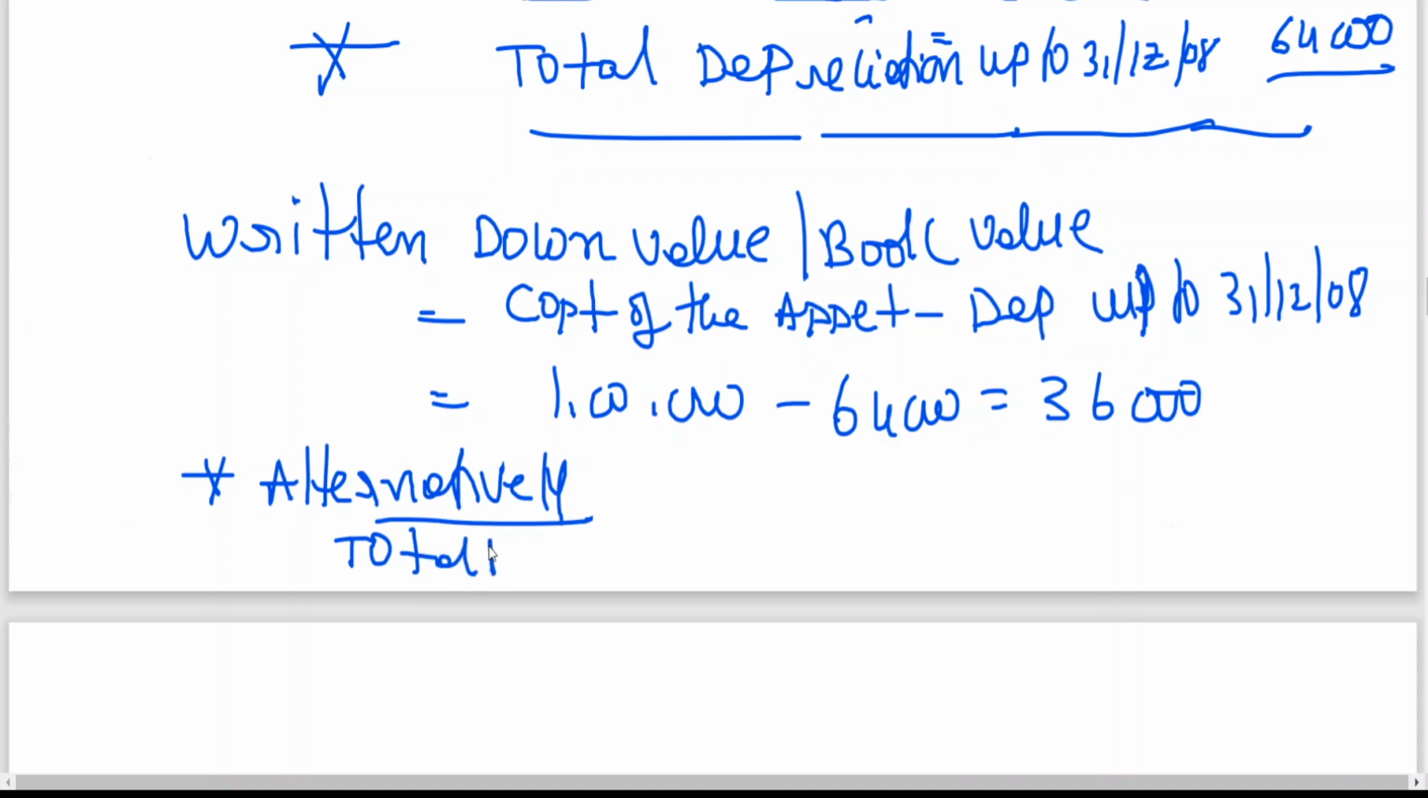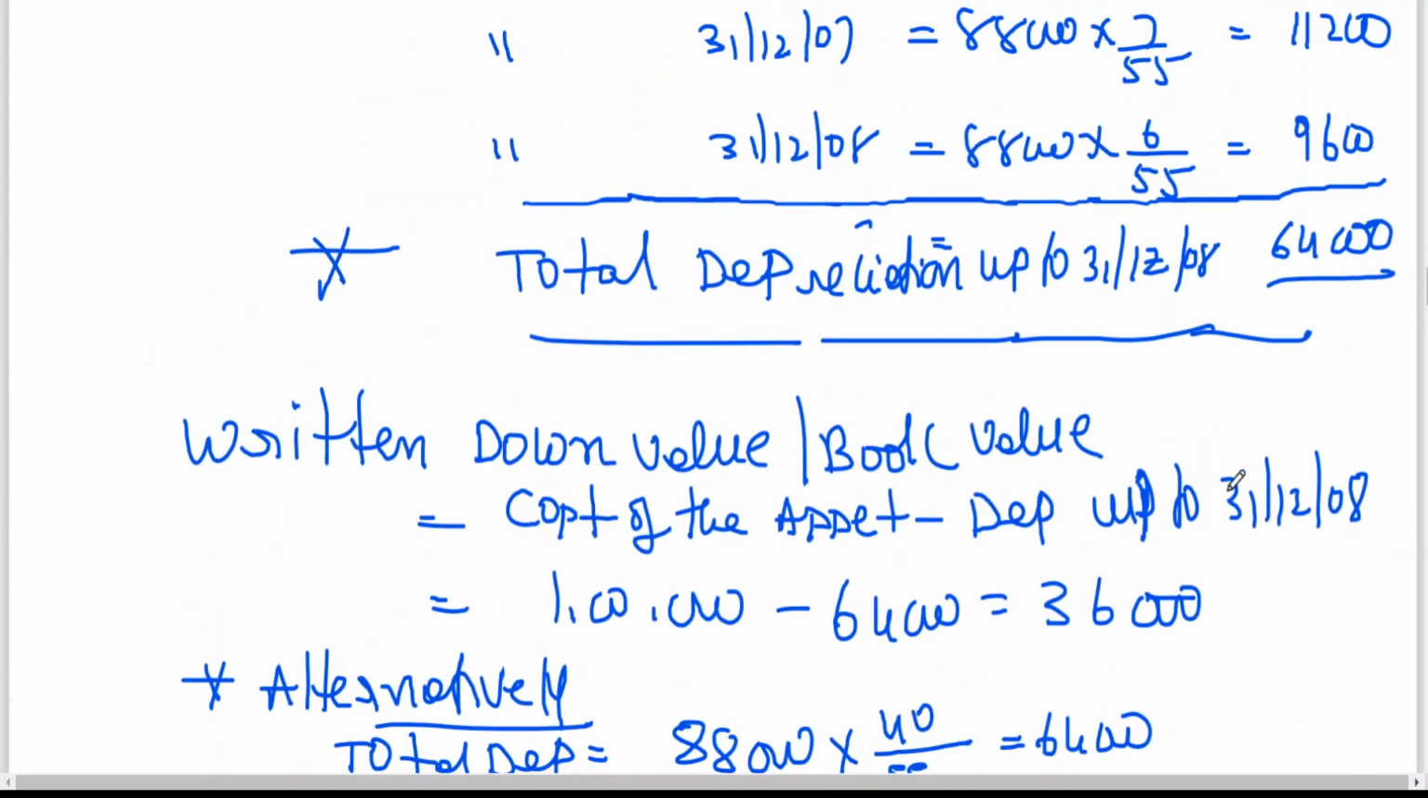So what you can do alternatively, total depreciation is equal to depreciable amount 88,000 into 40, because 40 means the number of years consumed. It is coming 10 plus 9, total n number of years up to 31st December 2008, by the total n number of years of the lifespan of the asset. You can do 88,000 into 40 by 55. You're getting how much? 64,000. So if you can understand, you can do like this.